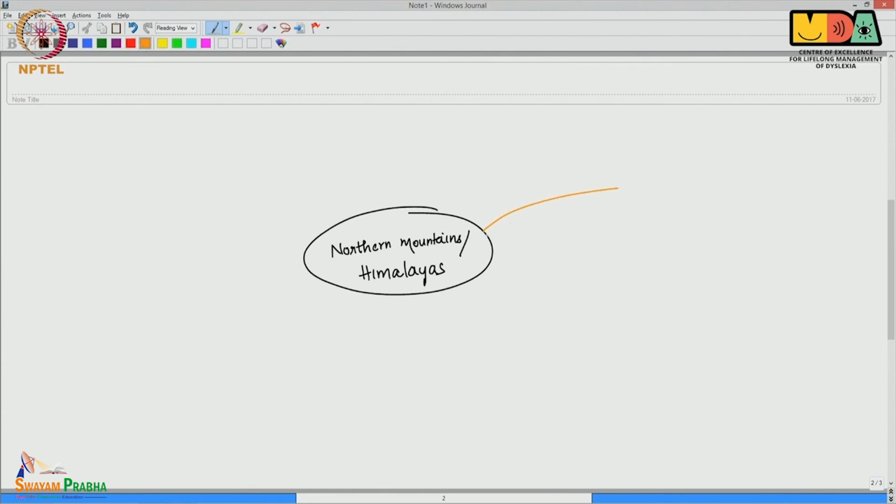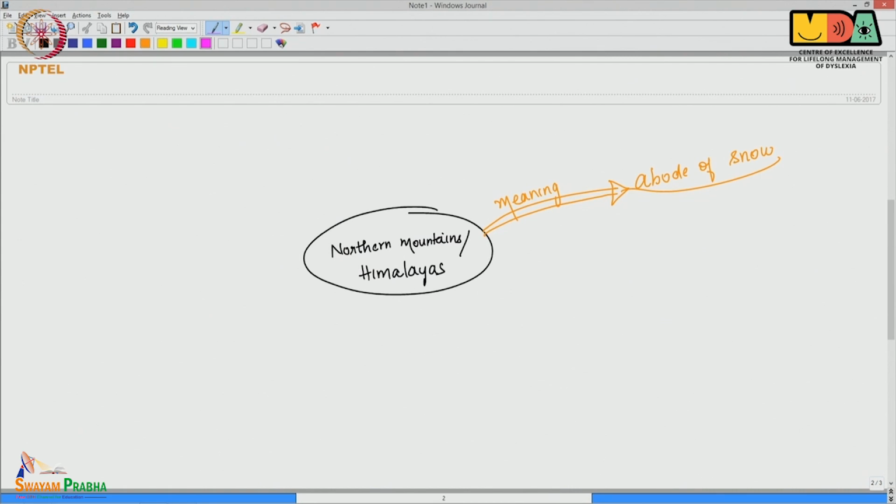So, I am going to draw a subarm and then I am going to put the word meaning. What is its meaning? It means abode of snow. So, this would be the subarm of the main arm. So, the main arm is the meaning, the subarm would be abode of snow. So, Himalayas meaning abode of snow.